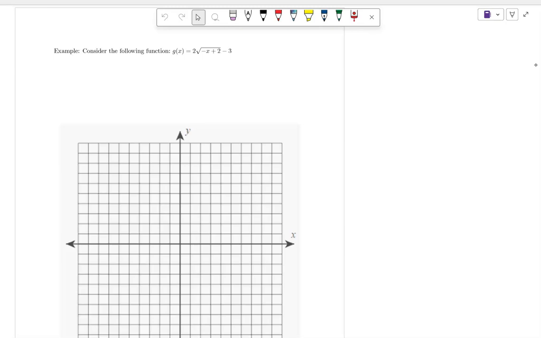All right, so let's do this next one. We've got g of x is 2 times the square root of negative x plus 2, and then minus a 3 on the end. Again, first thing you want to do is identify a base graph. What do you think we want to use for the base graph on this one? Square root of x, right? Do that one first.